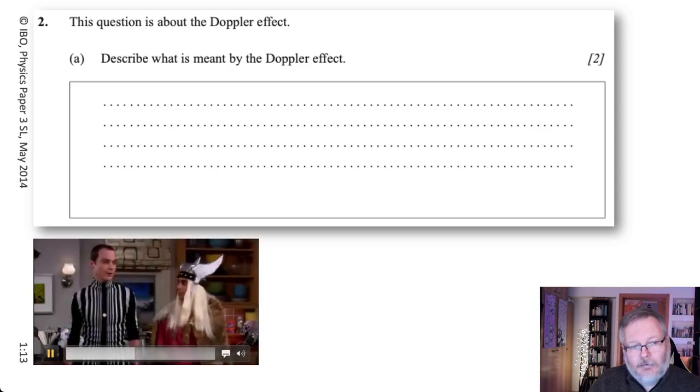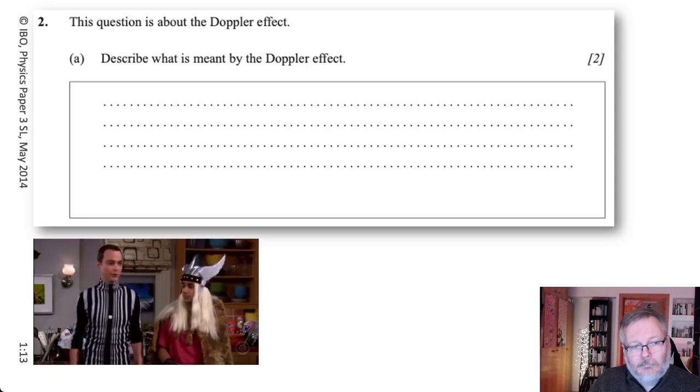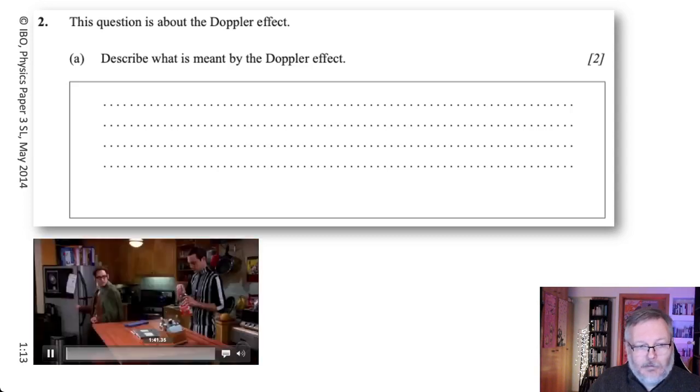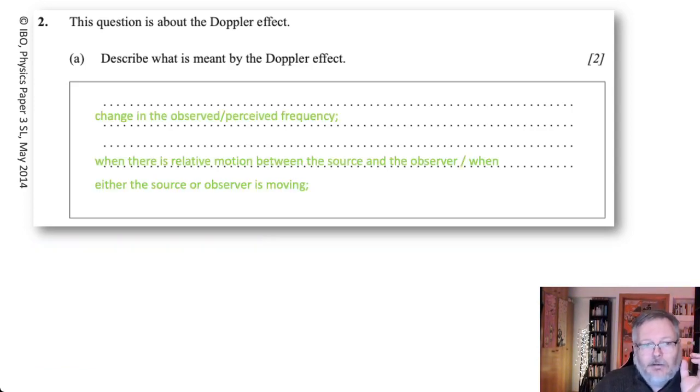It's the apparent change in the frequency of a wave caused by relative motion between the source of the wave and the observer. Okay, so it's the change in the observed or perceived frequency when there is a relative motion between the source and the observer, or when either the source or the observer is moving. So Sheldon had it pretty much right there.